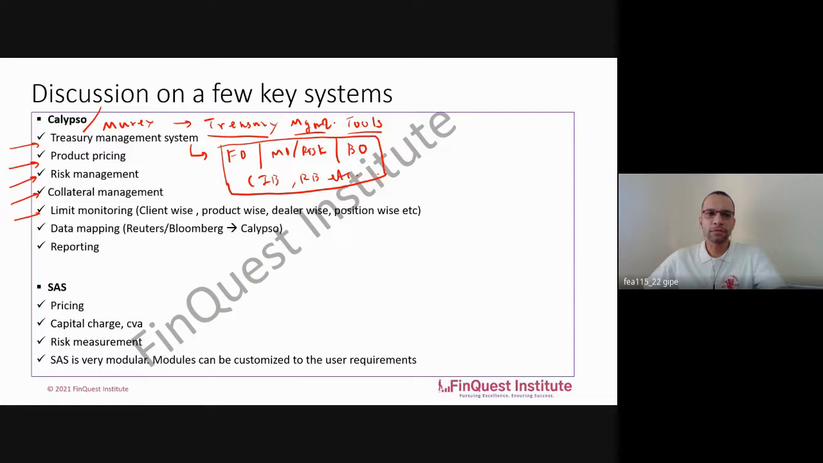Then limits monitoring. This is one way to convert your risk appetite or risk tolerance into a numerical or quantitative value. So that's what we call limits monitoring. We'll talk a bit about the limits module along the way.